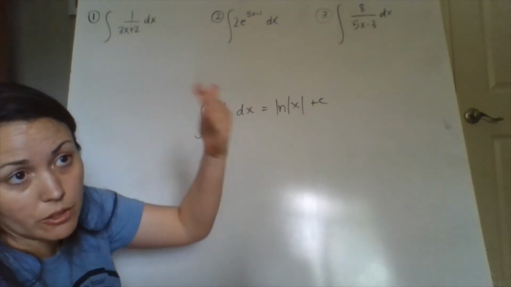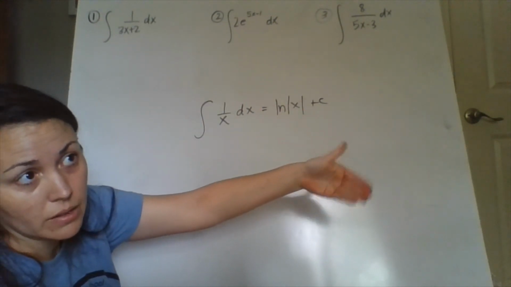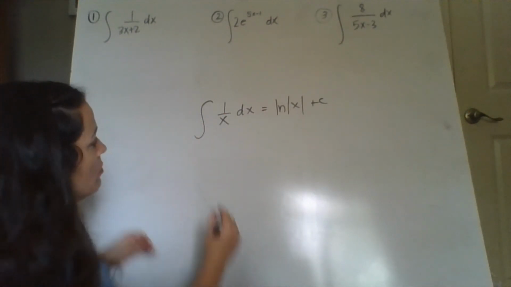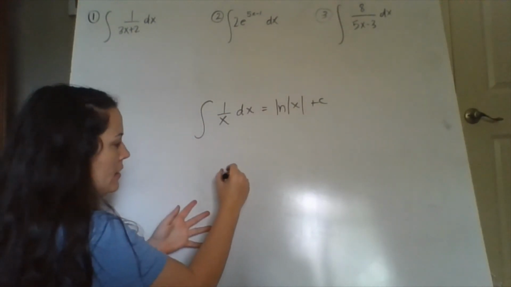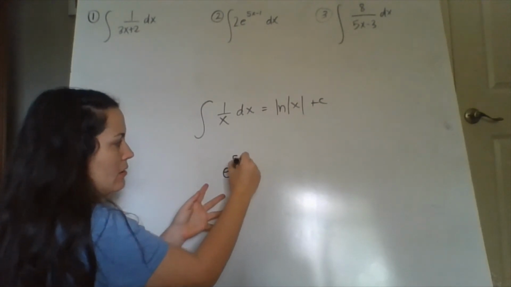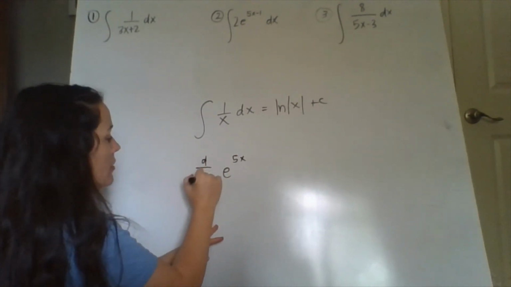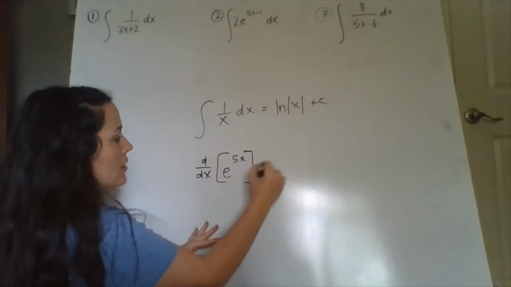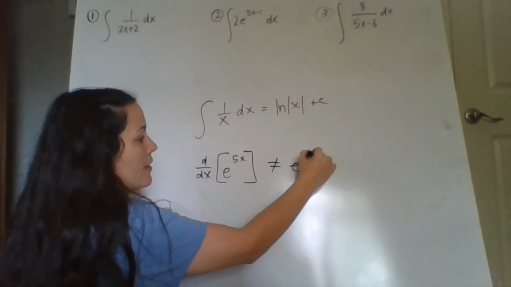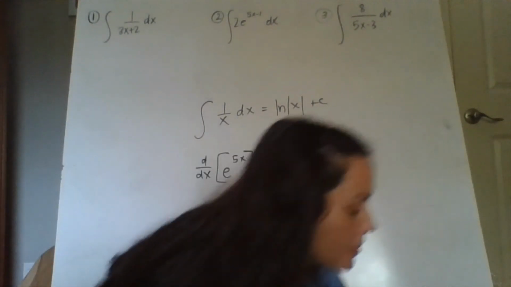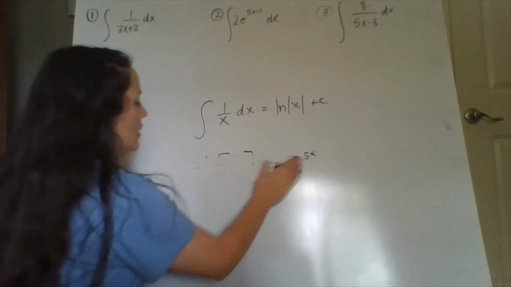And then don't forget, the derivative of e to the x is e to the x, and the antiderivative of e to the x is e to the x. There, however, becomes a problem whenever we have e to the 5x, right? So the derivative of e to the 5x is not just e to the 5x, it's e to the 5x, and then we use the chain rule. So those two things are going to come into play here. All right.